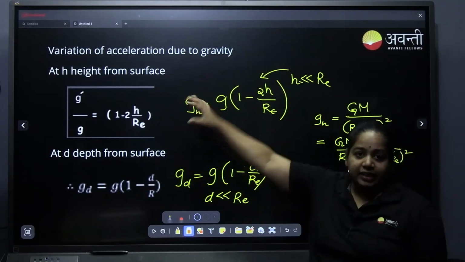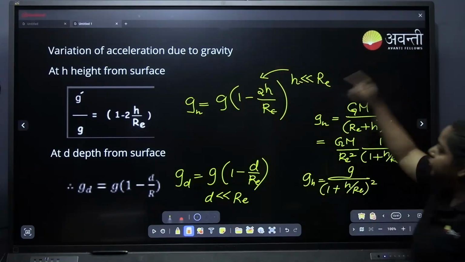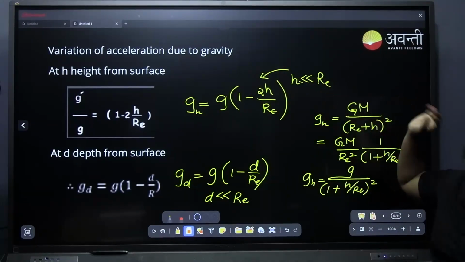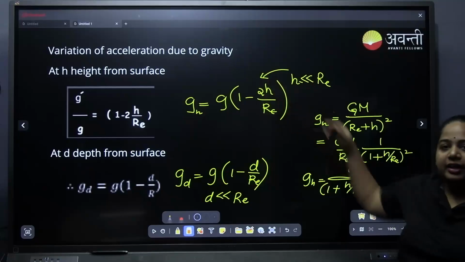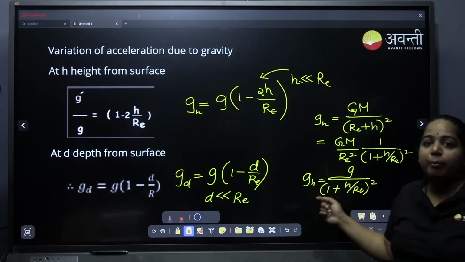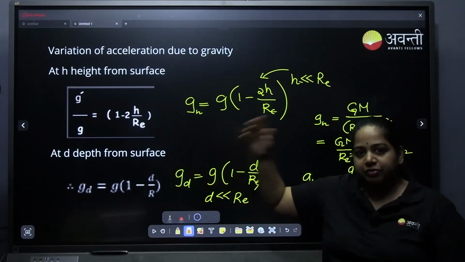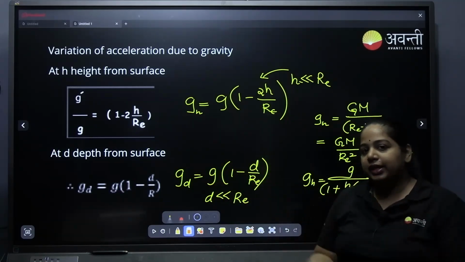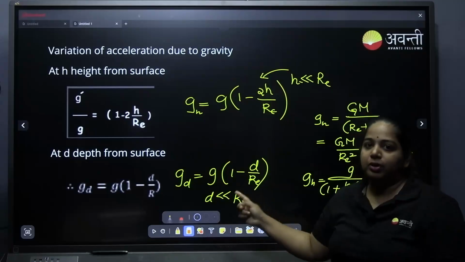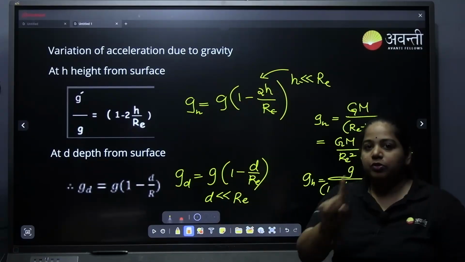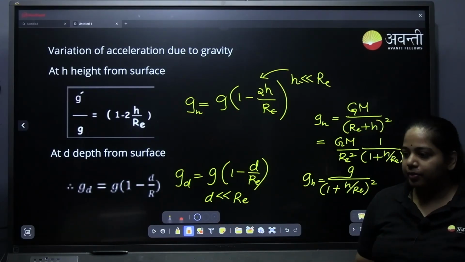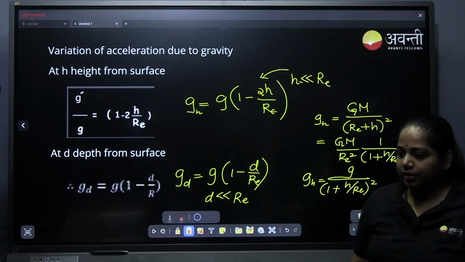So at height h from the earth you have two formulas. One is when h is small, and the next one is when h is comparable to the radius. At a depth d from the surface, if you are digging down into the earth at distance d, this will be the formula. There you don't have two equations, only one equation. Is that clear?